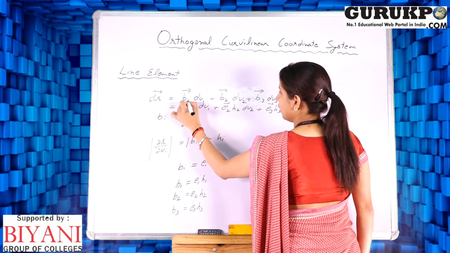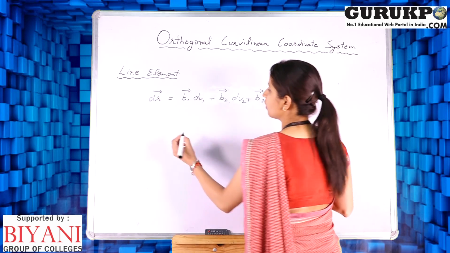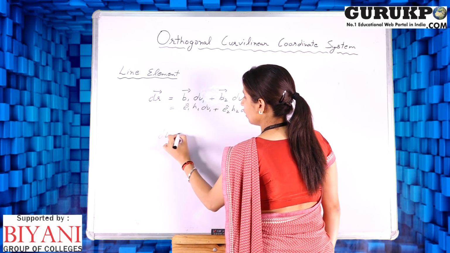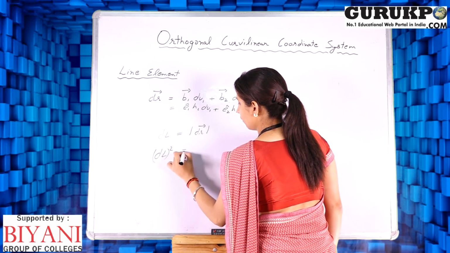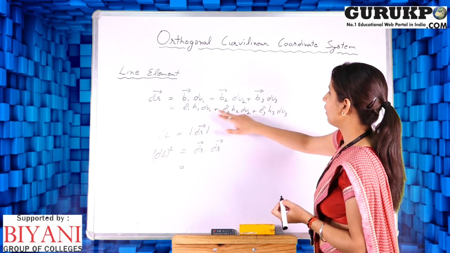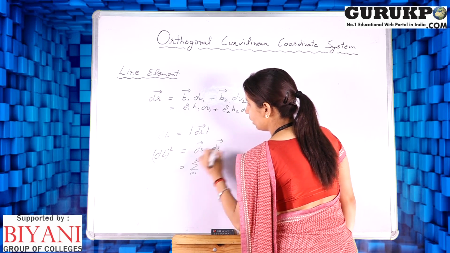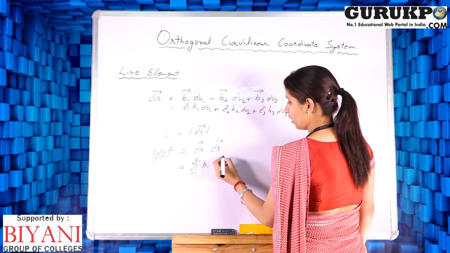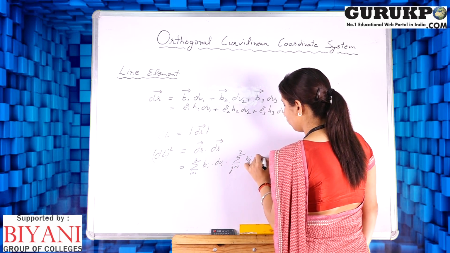Here E1, E2 and E3 are the unit vectors. The magnitude of dr is called the line element. So, dl is the magnitude of dr, and dl square will be dr dot dr. Putting the values of dr, we can write this as the summation, i equals 1 to 3, of Bi dui, dot product with the summation, j equals 1 to 3, of Bj duj.